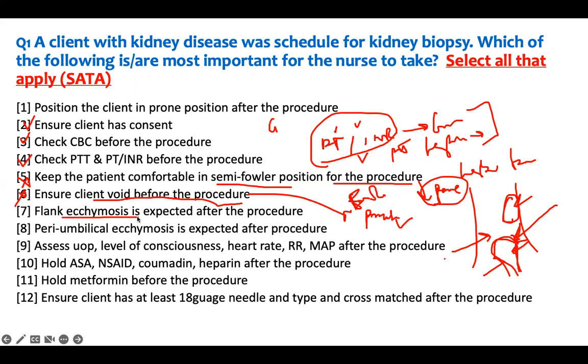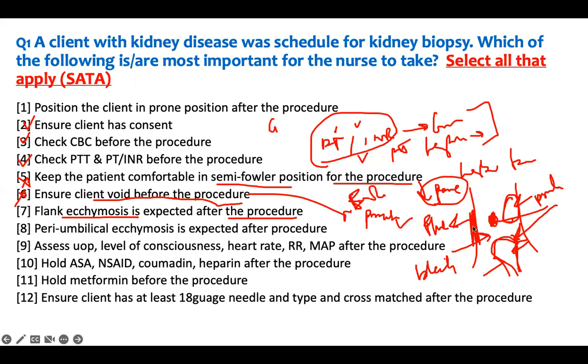Flank ecchymosis is expected after the procedure. Guess what? Bleeding is a major problem. When the kidney is bleeding, it doesn't come into the abdomen, the peritoneal layer. It goes into the retroperitoneum at the backside. When you go to the backside, you can track into the belly button or the flank area, and you have ecchymosis there. Any ecchymosis in the flank or in the periumbilical area near the umbilicus is hemorrhage. The patient is bleeding.